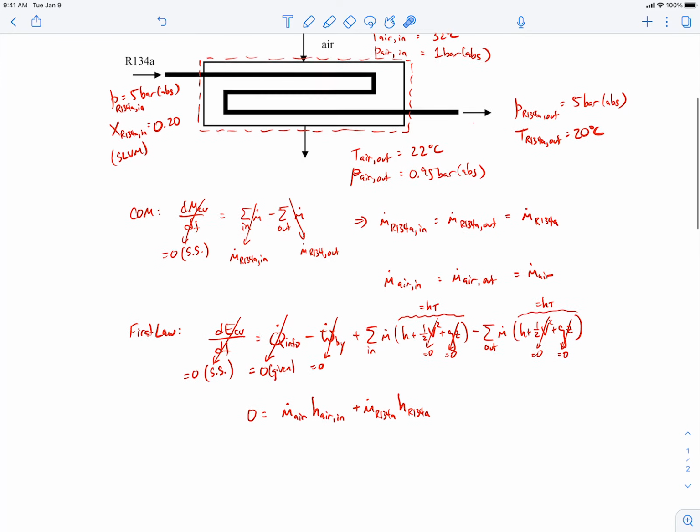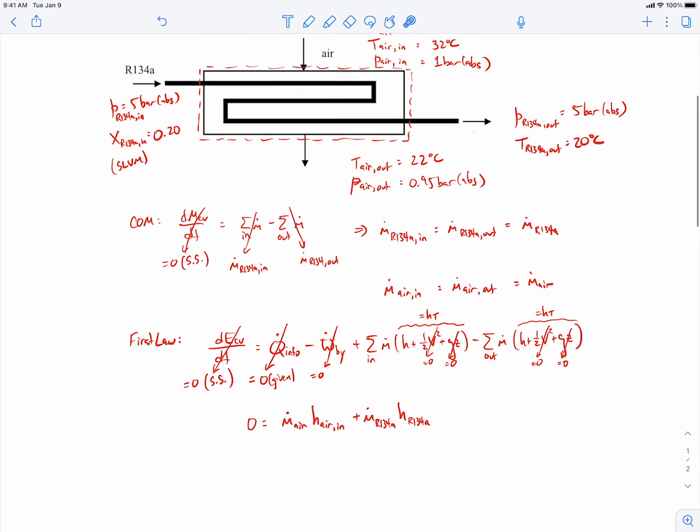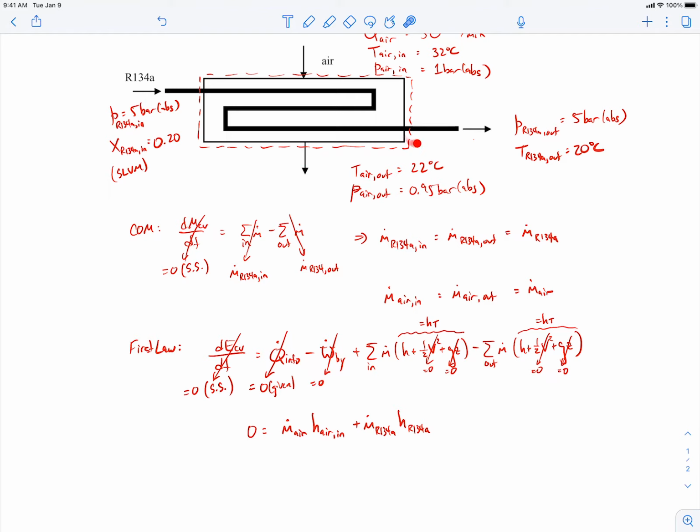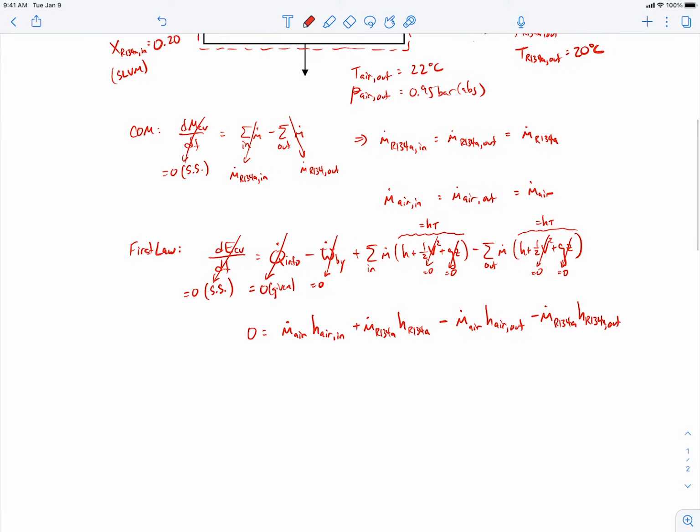And then we have to do the same thing at the out. We have the air coming out and the R134A coming out, so we'll include both of those. So this will be mass flow rate of the air times the h of the air out, minus the mass flow rate of the R134A times the specific enthalpy of the R134A coming out. All right, and now we can group terms and rearrange to solve for the mass flow rate of the R134A. Okay, so this will look like the following.